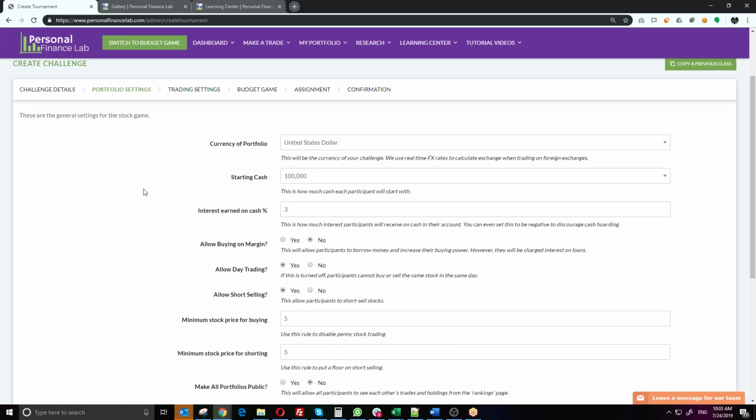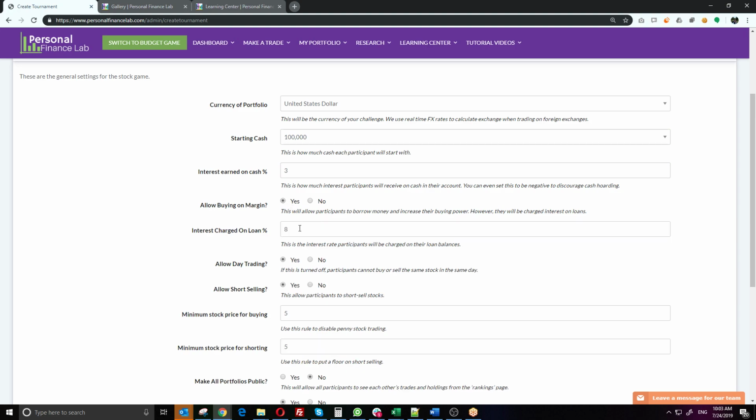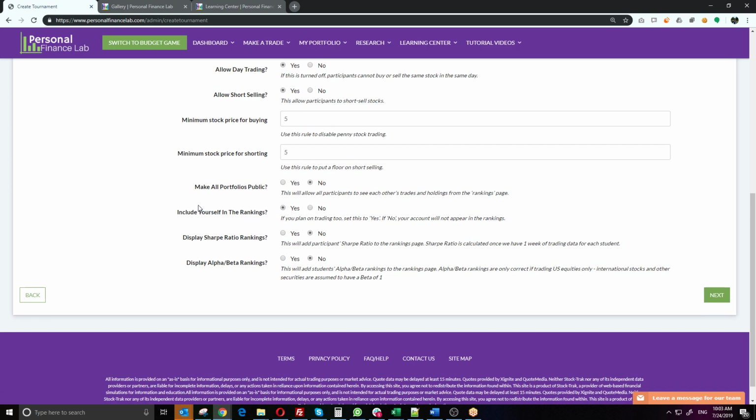Then we get into some of the rules you would have for the stock game. There's a lot of different customization you can do. Currency, how much cash you want to give them, how much interest they earn on their cash, can they borrow money, and if so, at what interest rate, day trading, short selling, price floors, and we have some good stuff for the rankings too. So a public portfolio would let all the students see each other's trades and holdings.